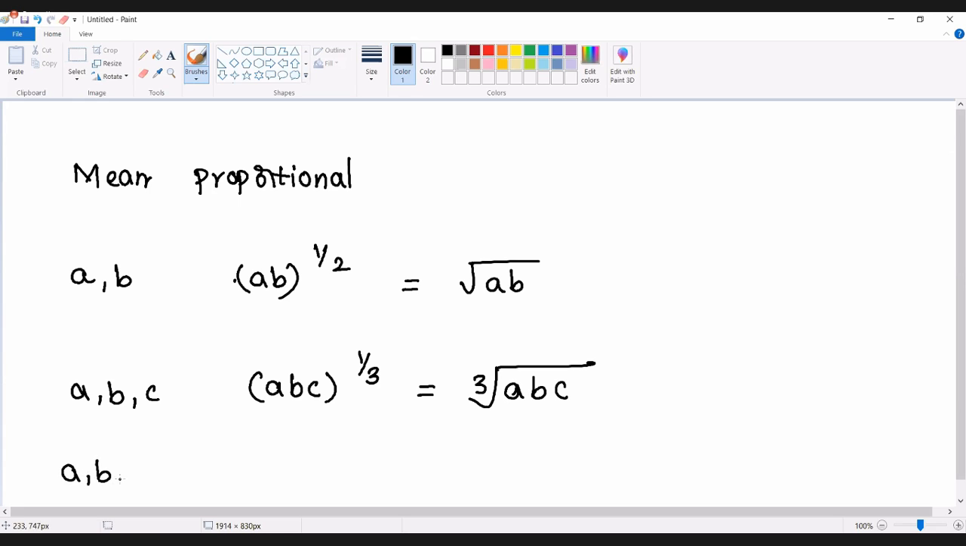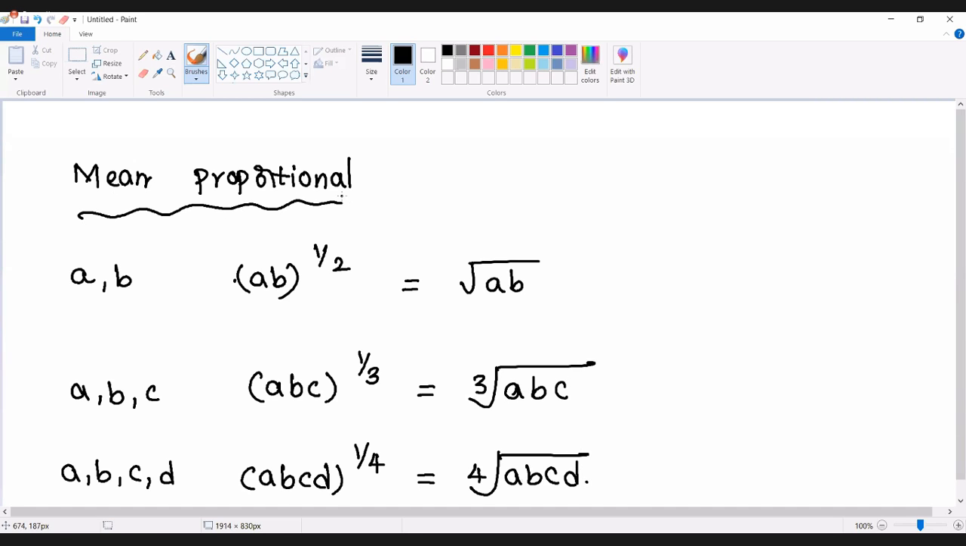If A, B, C, D, four terms are there, and you want to find out the mean proportion of it, ABCD whole power 1 by 4, the fourth root of ABCD will be the value. So like that you can find out the mean proportion. Mean proportion will also be called the geometrical mean. So based on the number of terms, for example if I have n terms, it will be the nth root.